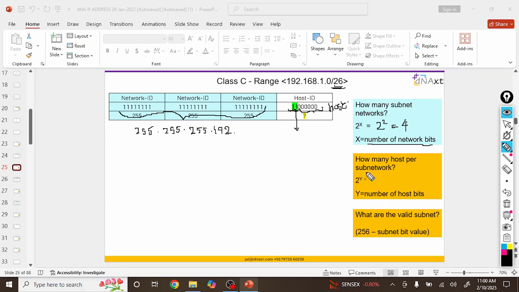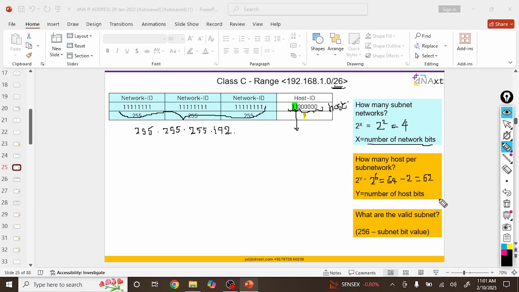How many hosts per subnetwork? 2 to the power y, 2 to the power 6, that is 64. And as we have already discussed in the previous video, we always subtract 2 IP addresses, one for the network ID and another for the broadcast ID. So actually we will get 62 host IP addresses.